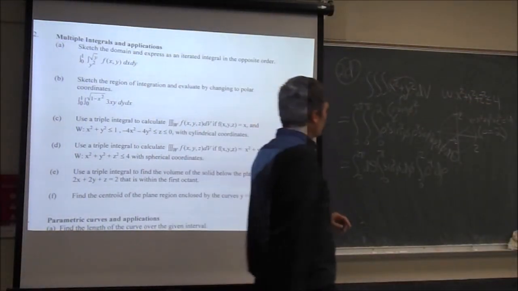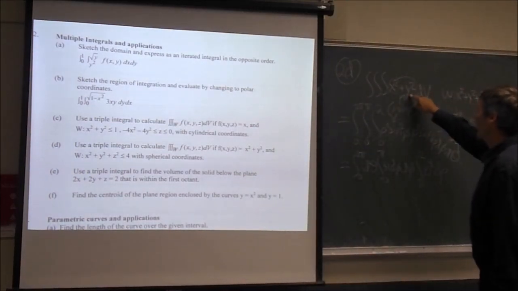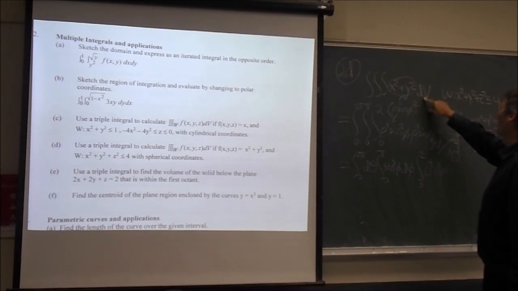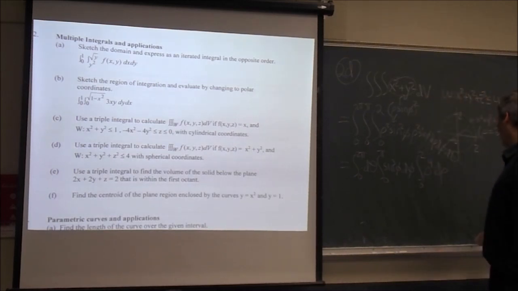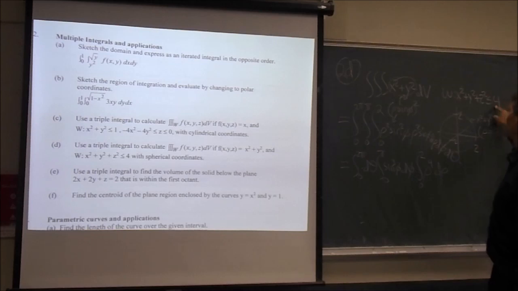Next up, let's try this problem in spherical coordinates. Suppose I want to do the triple integral of x squared plus y squared over the volume of this solid here: x squared plus y squared plus z squared less than or equal to 4. Again, a big key is being able to draw the picture.